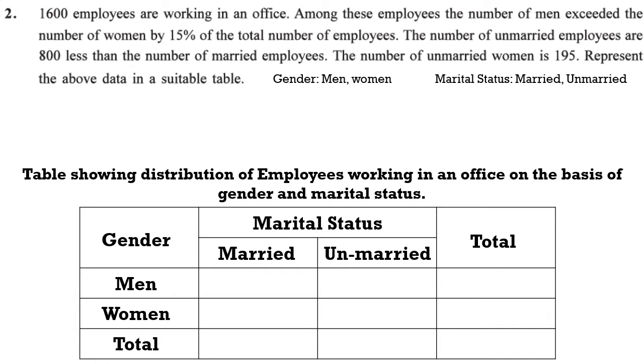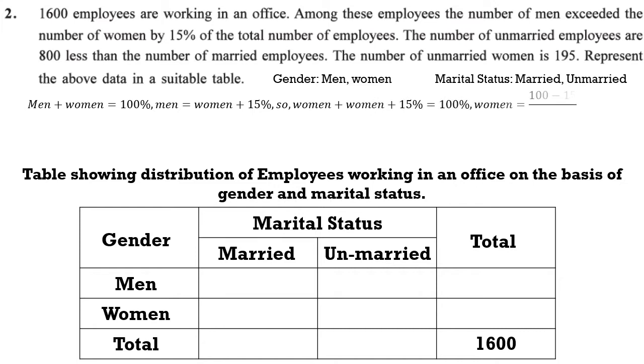First of all, 1600 employees are working in an office, that means the grand total of the whole question is 1600. Next, number of men exceeded the number of women by 15%. For this I am showing the calculation like this, that men and women include 100% of the data. Men exceed women by 15%, that means men is equal to women plus 15%. So what I am going to do, I am going to replace the men with women plus 15% in the equation. So women plus 15% becomes 100%.